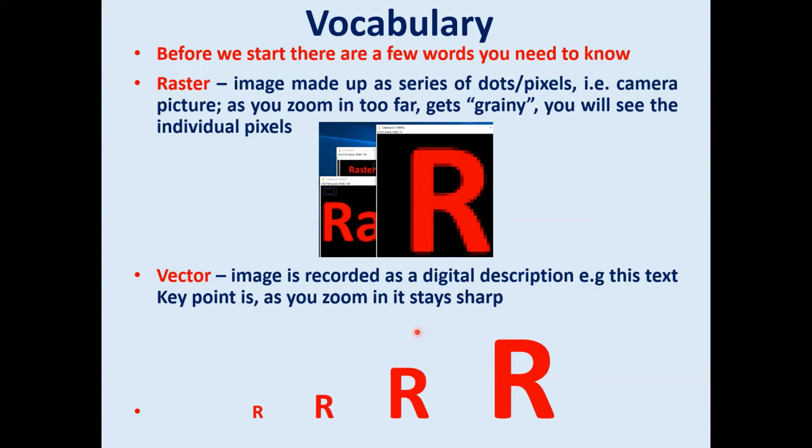The other format is vector. That's an image that's recorded as a digital description, e.g. this text that you'll find in a Word document or whatever. But the key point is, as you zoom in, it stays sharp. So there are big advantages to vectors. Also, when you start to save them in files, the files tend to be much smaller if they're based on vectors.